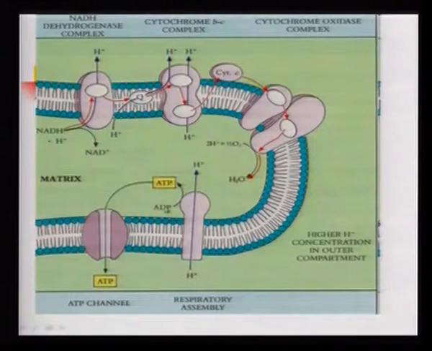This is known as the F1 particle or elementary particle, which has a tennis racket like structure. Remember, this is on the matrix side, which has a swollen tennis racket head and a handle. This part provides a passage for the protons, as we will soon learn. The head acts as an ATP synthase, that is, when energy is available, it adds one inorganic phosphate to an ADP molecule and produces an ATP. That is our ultimate goal in the electron transport chain.